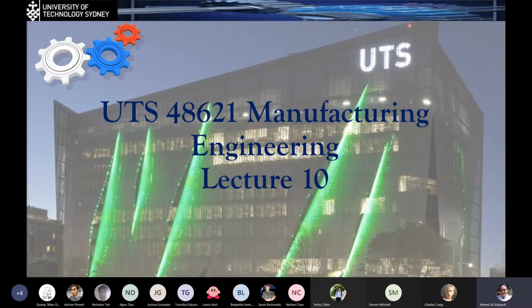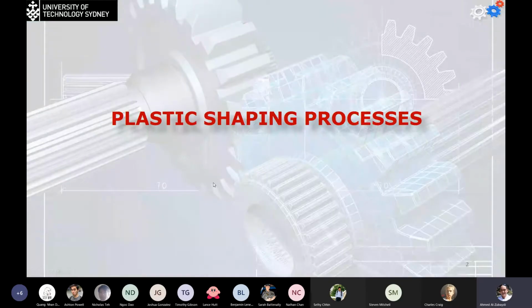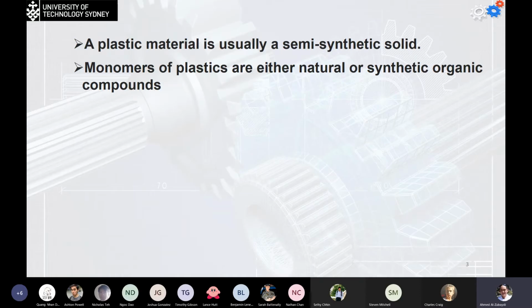Okay, so once again, the topic we're going to talk about today is the plastic shaping processes. To understand the plastic shaping process, at the beginning we need to understand what plastic is. Usually plastic is called polymers. That means it consists of mers connected together to make the plastic.